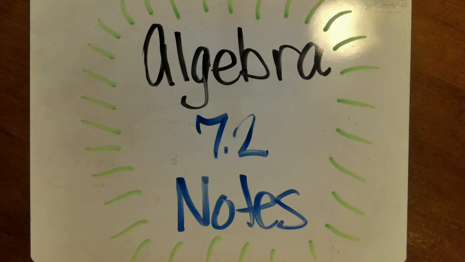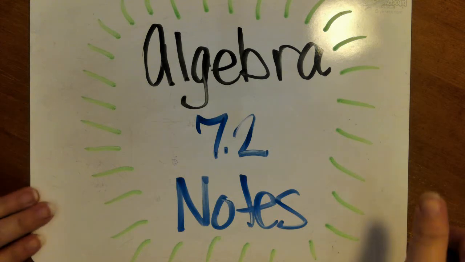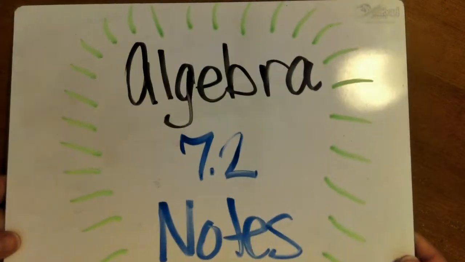Today we're doing 7.2 notes. This is on how to graph a quadratic equation, which is the parabola, which is a U-shaped graph we've discussed in day 1.